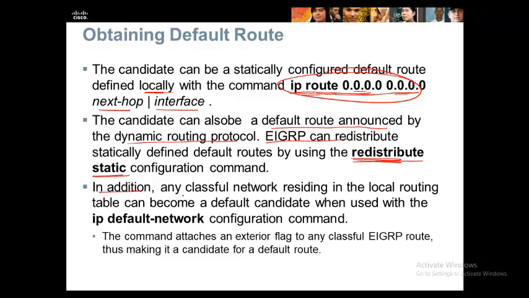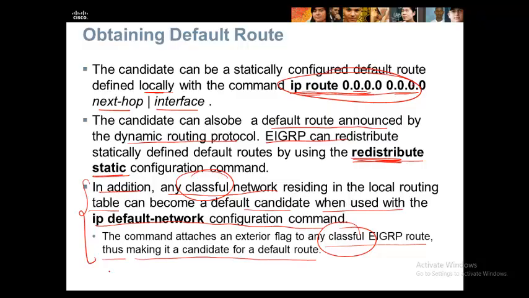Any classful network residing in a local routing table can become a default candidate when used with the IP default network configuration command. The command attaches the exterior flag to any classful EIGRP route, thus making it a candidate for default route. But again, this is not good. Why? Do we have classful networks in our production? No, most of the time it is classless.